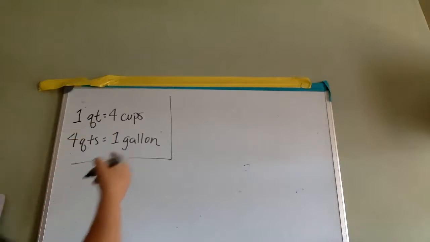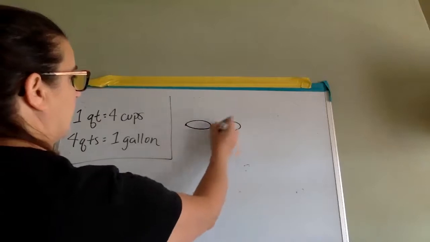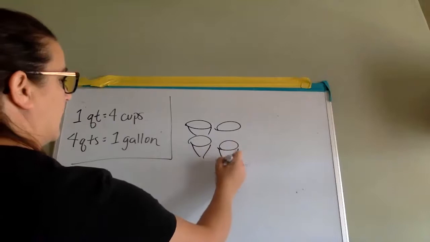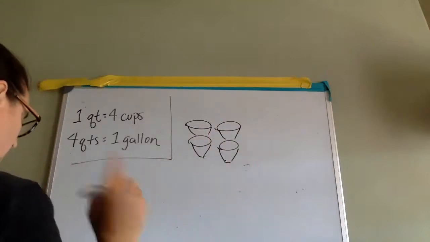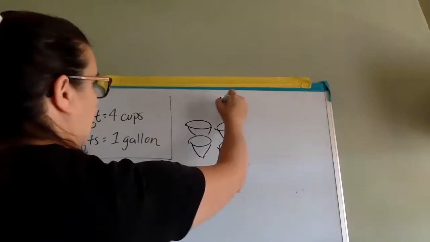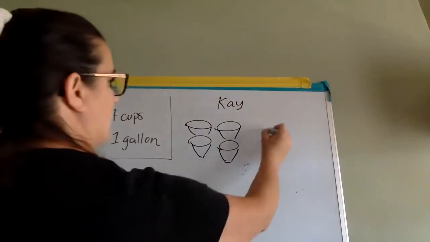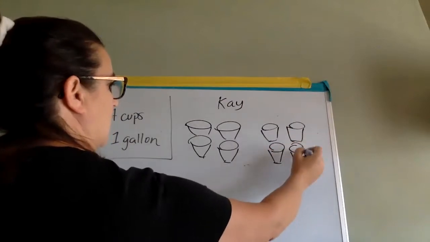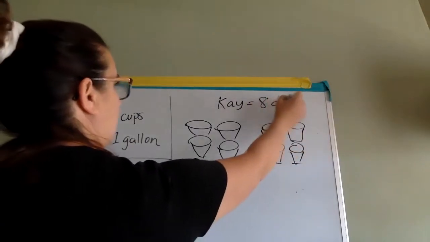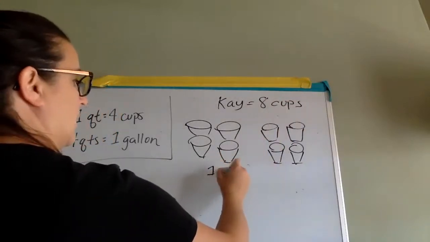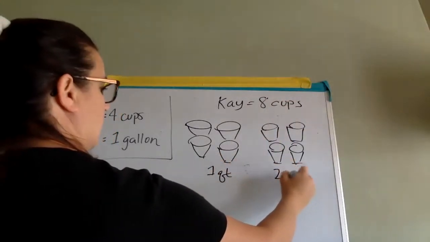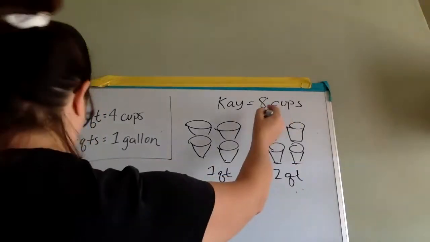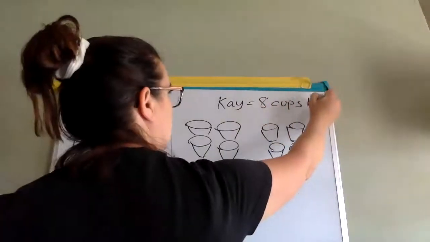So 1 quart equals 4 cups. So here's my 4 cups for 1 quart. And Kay has 2 quarts. So she's going to have 8 cups, because this is 1 quart and this is 2 quarts. So she has 3 cups of corn syrup to 8 cups of water. Can you see the whole board?